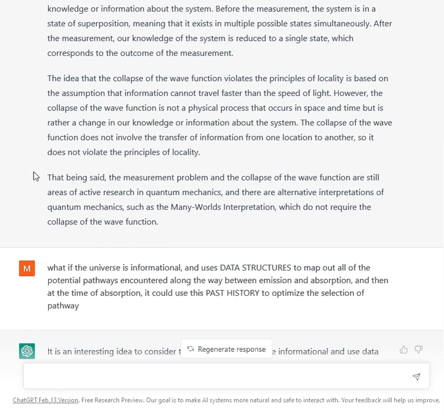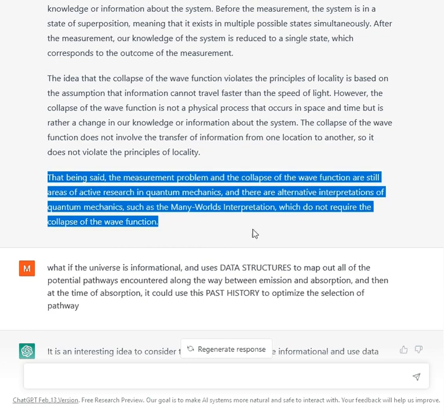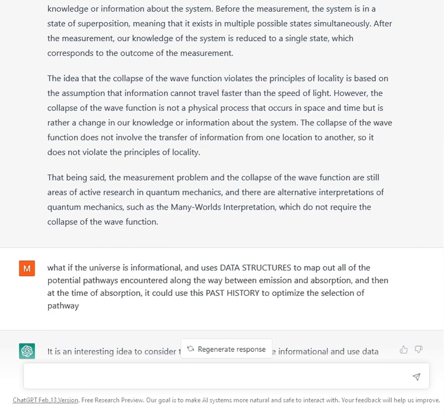So, isn't this cool stuff here? Let me continue on. It says, that being said, the measurement problem and the collapse of the wave function are still areas of active research in quantum mechanics, and there are alternative interpretations of quantum mechanics, such as many worlds, which do not require the collapse of the wave function. Okay, he repeated himself there a little bit.